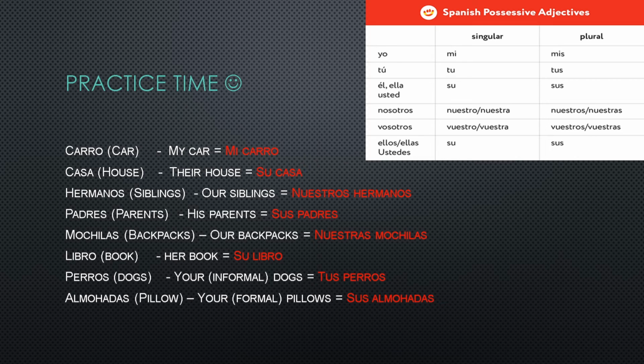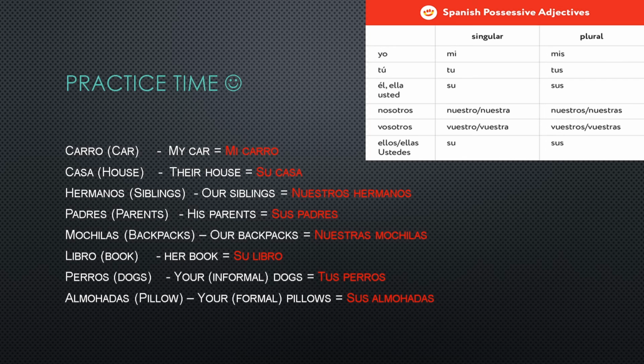Tus perros, now this is plural, so we use a plural form, and we're just being casual, so we use the tú person. So tus perros, your dogs. And finally we have sus almohadas, this would be your pillows, speaking formally to somebody. Of course it's plural, so you use a plural form, and we're being formal or respectful, so we need to use the usted person. As you guys can see, this is a very simple concept.